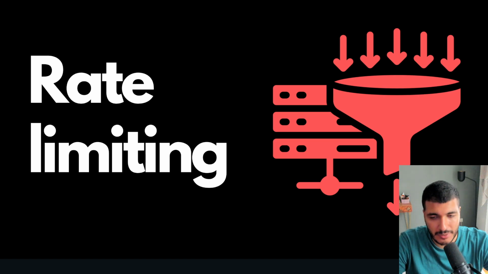Imagine your brilliant new API is suddenly bombarded by a single runaway client or, worse, a malicious attack. Your servers get overloaded, your database crashes, and your entire application grinds to a halt. How do platforms like Twitter or Stripe ensure stability and fair usage under immense traffic? The answer is rate limiting.